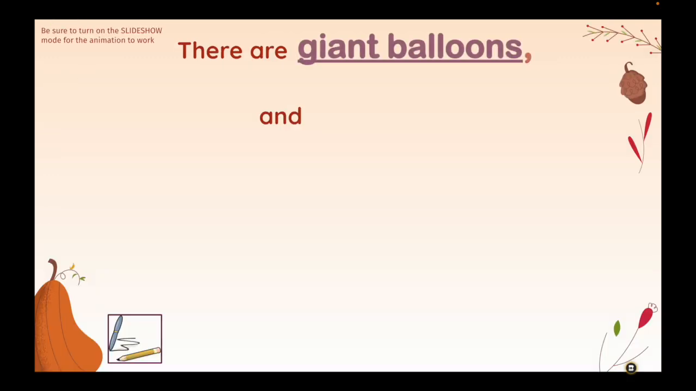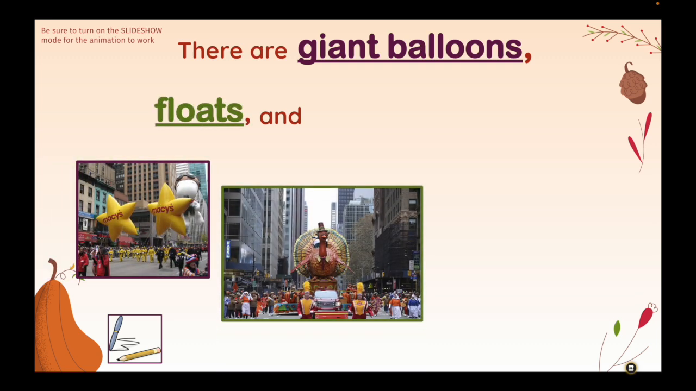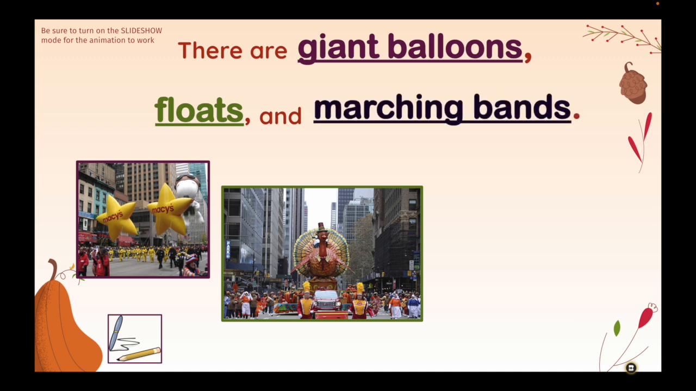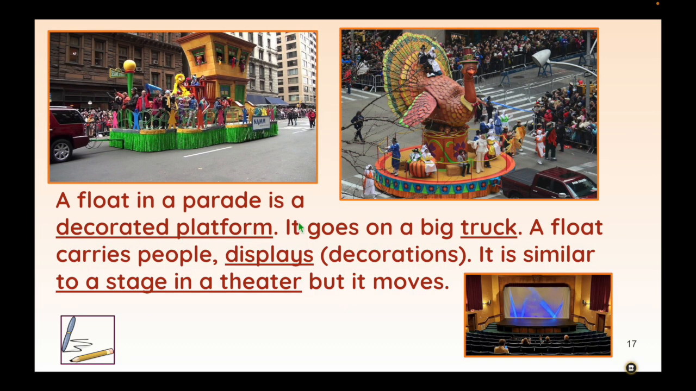There are giant balloons, floats, and marching bands. A float in a parade is a decorated platform, like this one here or this one right here. It goes on a big truck or a car. A float carries people and displays decorations. It is similar to a stage in a theater, but it moves.